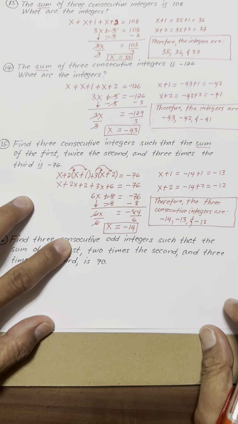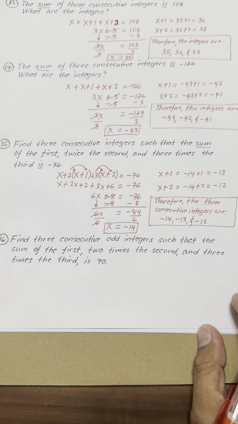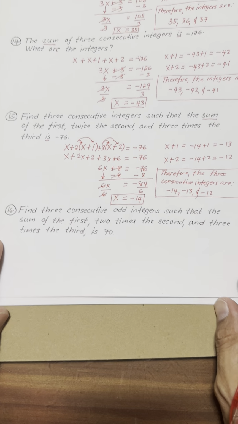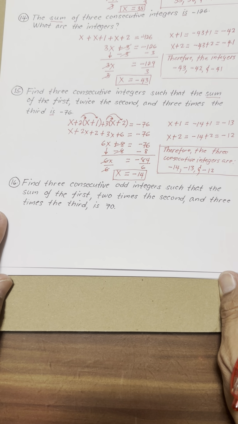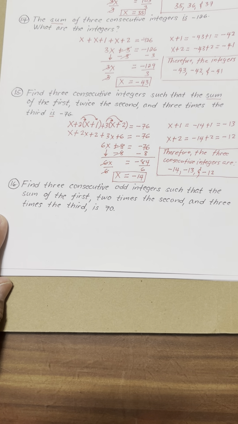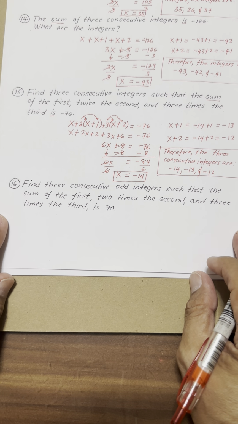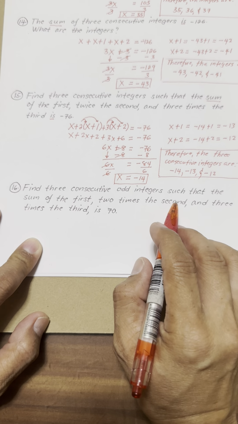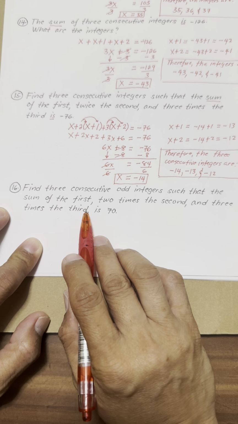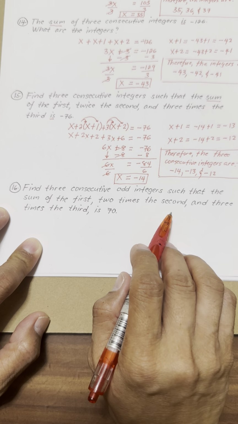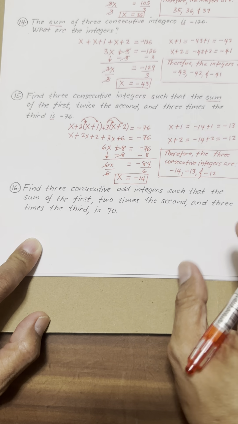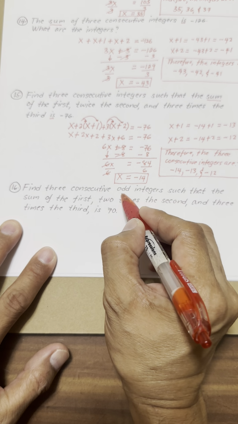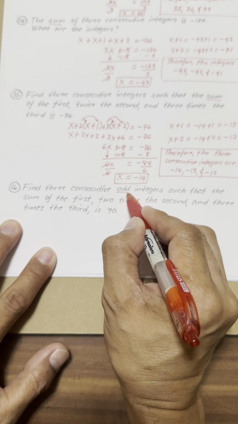Okay, so last number. Our last problem here says to find the three consecutive odd integers such that the sum of the first, 2 times the second, and 3 times the third is 70. So this time, this problem mentions odd.